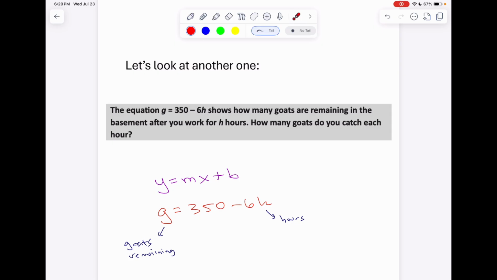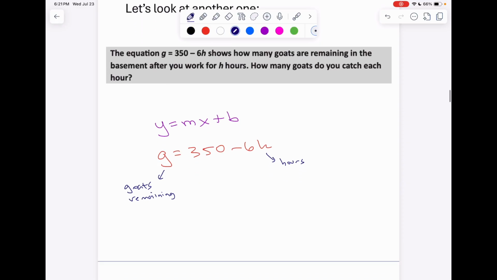It says the goats that remain in the basement are 350 if you take away 6 for every hour that you work. So if we're reading it that way, it might be easy to see that for each hour that I work, I'm taking away 6 goats from the basement. So that's one way to look at it.